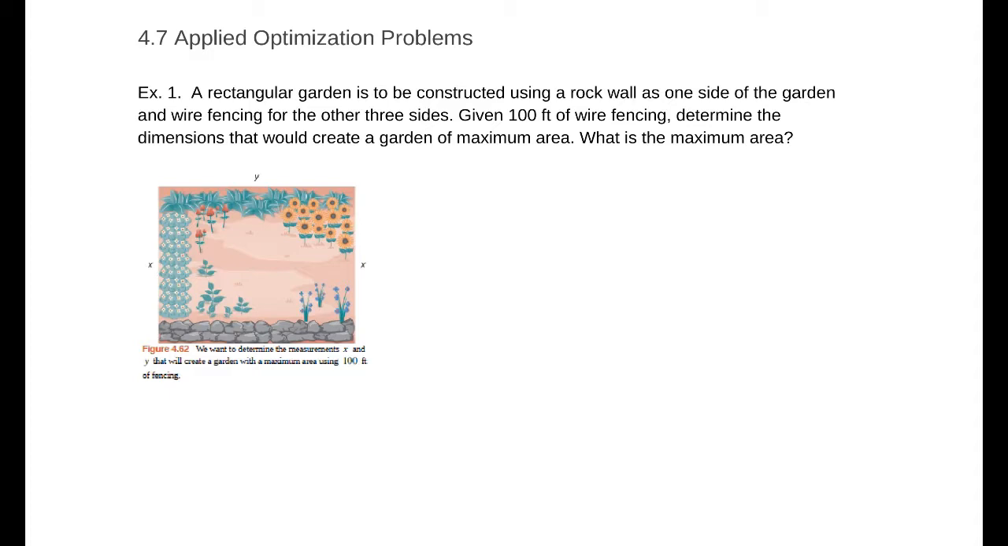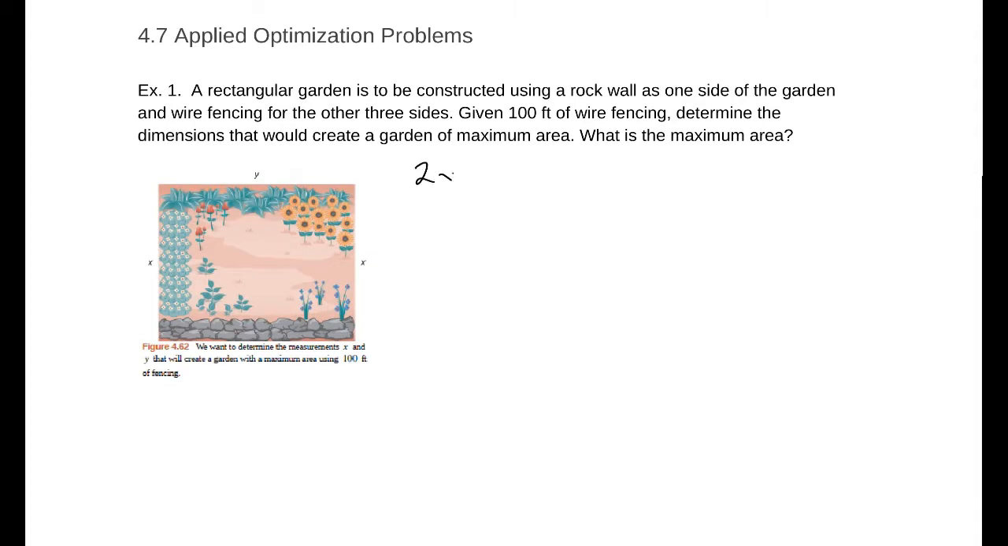that is this side right here, our rock wall, and wire fencing for the other 3 sides, given here. Given 100 feet of wire fencing, determine the dimensions that would create a garden of maximum area. And then what is the maximum area? Okay, so let's go ahead and use what we know is true, and that is that 2x plus y equals 100. We know that the perimeter has to be 100. We have 100 feet of wire fencing.